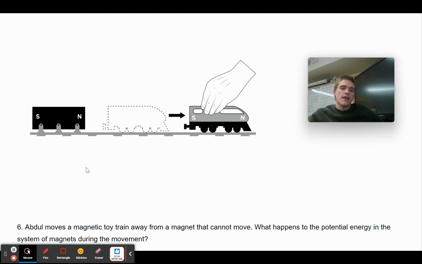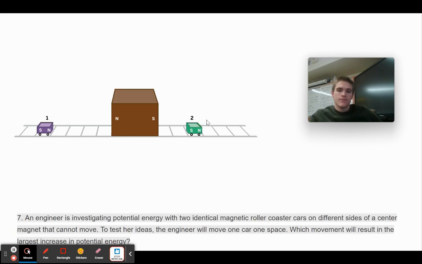Abdul moves a magnetic toy train away from a magnet that cannot move. What happens to the potential energy in the system of magnets during the movement? So he moves this train car from here to here. What happens to the potential energy?